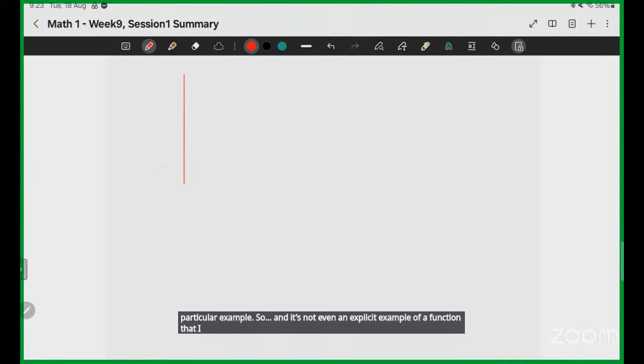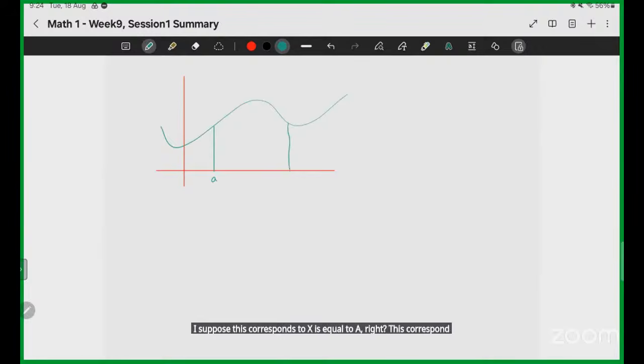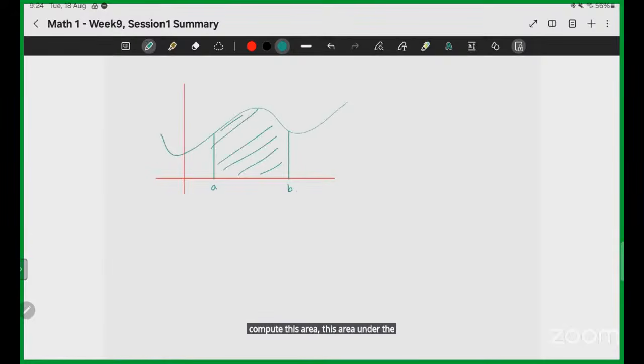First, we'll talk about definite integrals using a particular example. It's not even an explicit example of a function whose expression I will write out. I'll just give a picture. Suppose this corresponds to x is equal to a, and this corresponds to x is equal to b. So I want to compute this area under the graph. How do I compute this area?